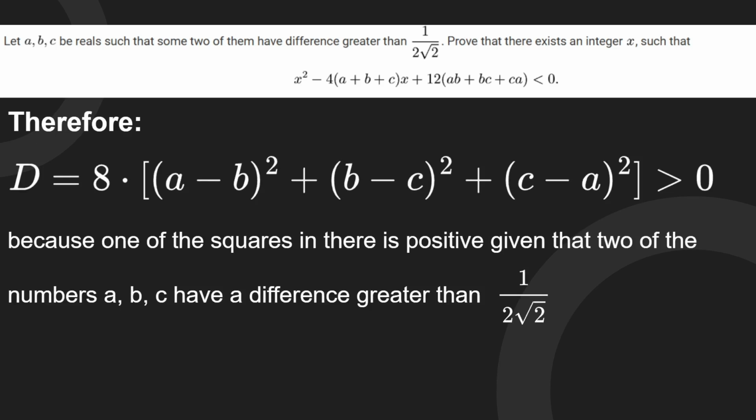Therefore, we have that the discriminant is positive, and that happens because one of the squares is positive, given that two of the numbers a, b, c have a difference greater than 1 over 2 times the square root of 2.